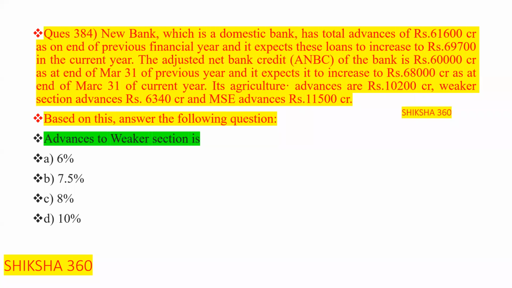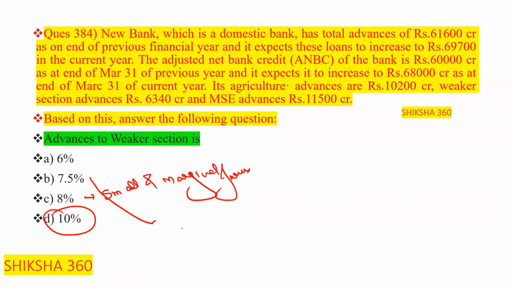Advances to the weaker section: 6%, 7.5%, 8%, 10%. The correct answer is 10%, option D. 8% is for small and marginal farmers, and 7.5% is for micro enterprises.